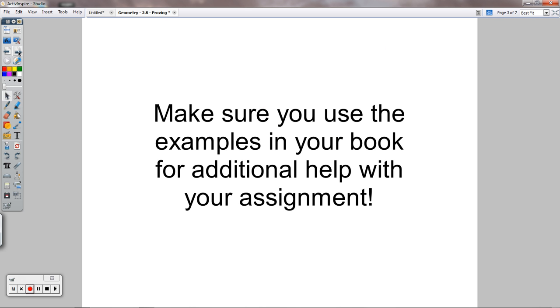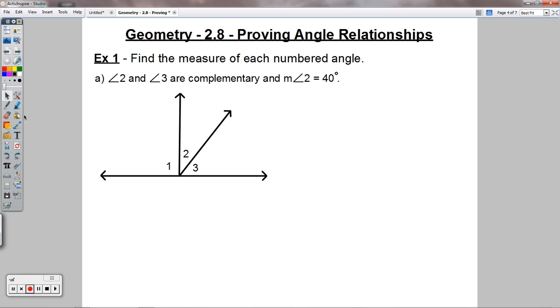And make sure you use those extra examples in your book as always. So this should be pretty quick, I think. We're just going to go through 4 example problems like the ones you'll see in lesson 2.8 if you're one of my students, like the ones you will probably see on the quiz. Very, very similar problems to those right here. So let's check it out.